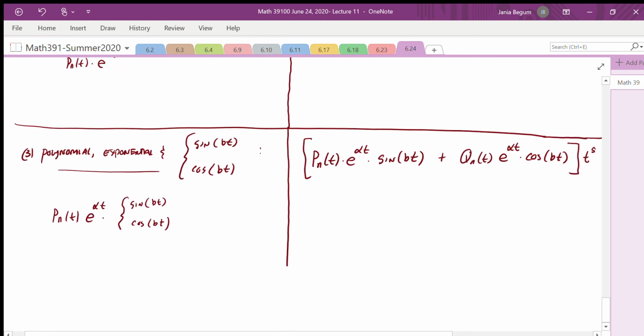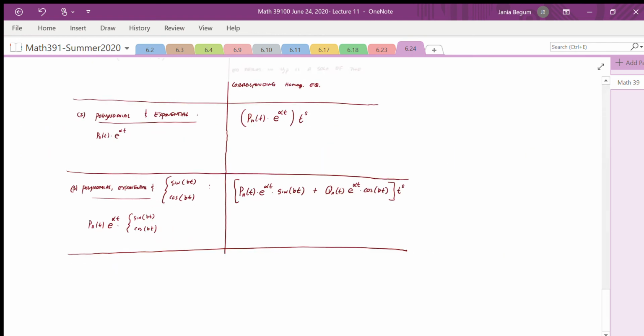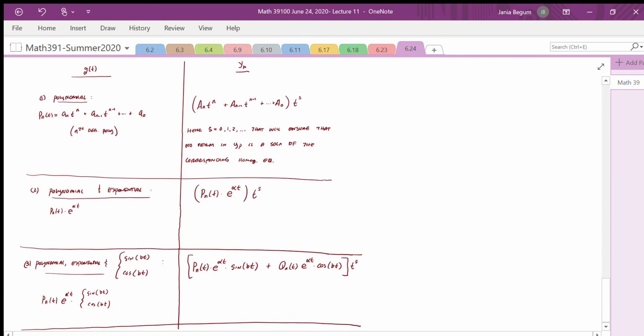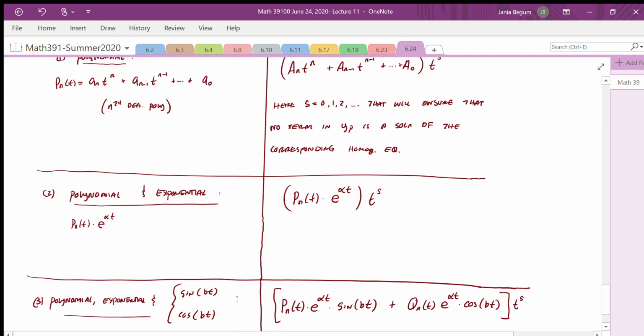So there we have it, all the different cases of yp, if g of t is such and such. So that's the table that you should remember for how to pick yp. Okay. So let me give you an example. Let's put an example for all of these. So let's look at the second case.